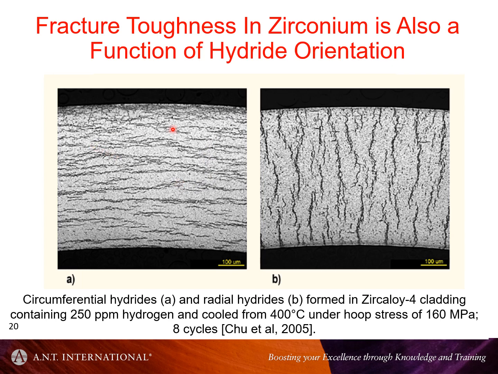Well, here's a cross-section through a tube. Circumferential hydrides all are platelets which lie within the plane of the tube, whereas the radial hydrides extend as platelets through the tube thickness. And it's very easy to see. You can imagine that if you have a crack and it follows a hydride, it's going to advance much quicker across the wall thickness in these cases than it would in these cases.